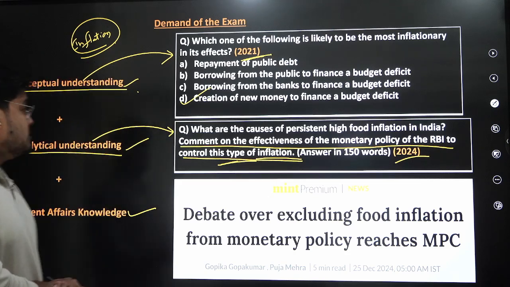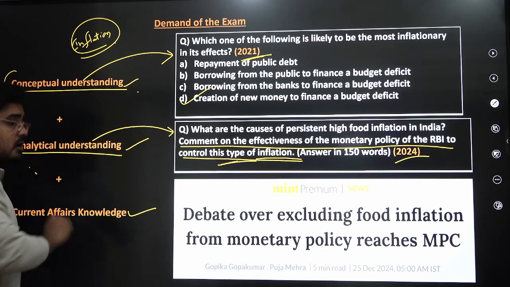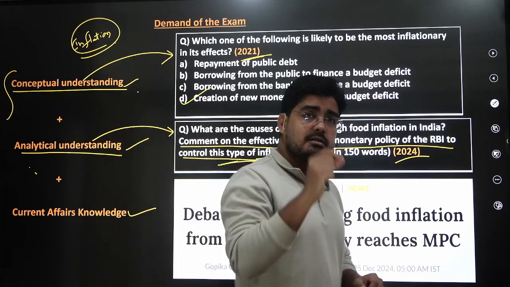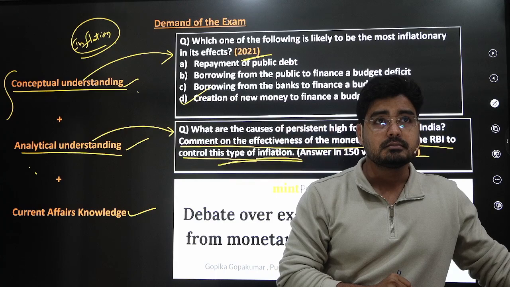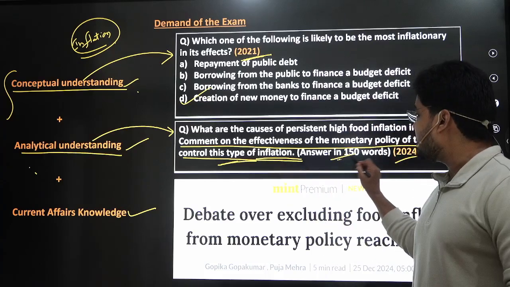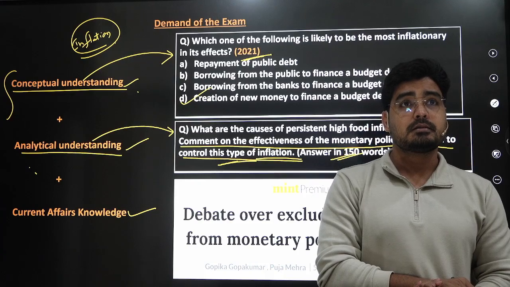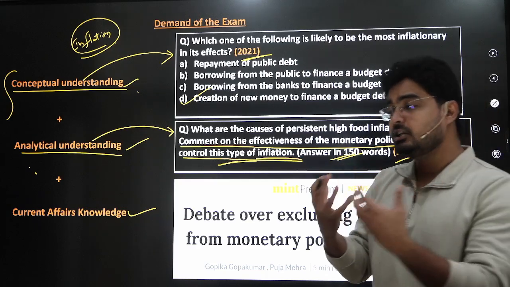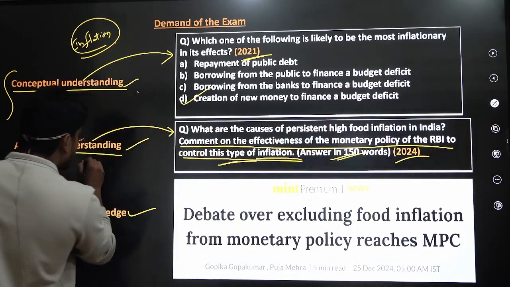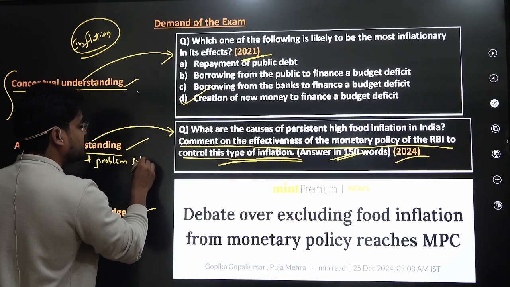For conceptual understanding and analytical understanding, I have already given you two sources. One, the NCERT textbooks, and two, the basic standard material that is available in the market. And in most of the mains questions, they are also going to ask you to give suggestions. They will ask you to suggest some measures to overcome an issue. So analytical understanding and problem-solving skills are going to be tested.